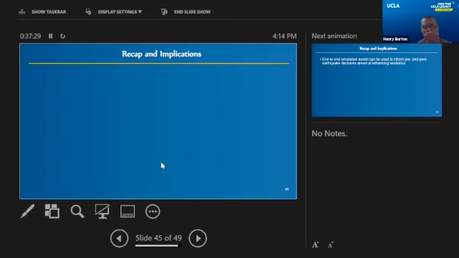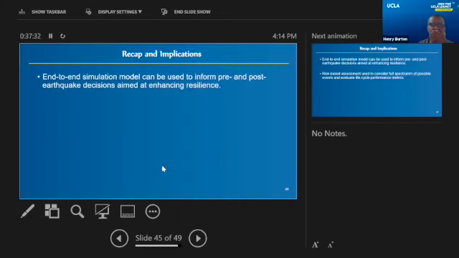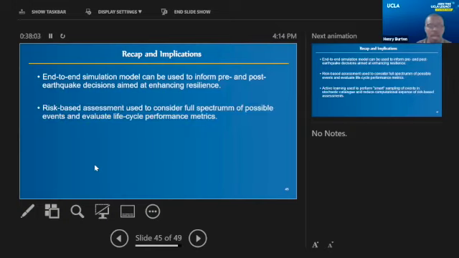Okay, to quickly recap, we developed an end-to-end simulation model that can be used to inform both pre-event and post-event decisions. What does that mean? It allows you to say, does it make the most sense to harden my pipes and my pumps to avoid damage, or am I better served putting materials and other types of resources in place to support the recovery? So it allows you to look at both pre- and post-event decisions.